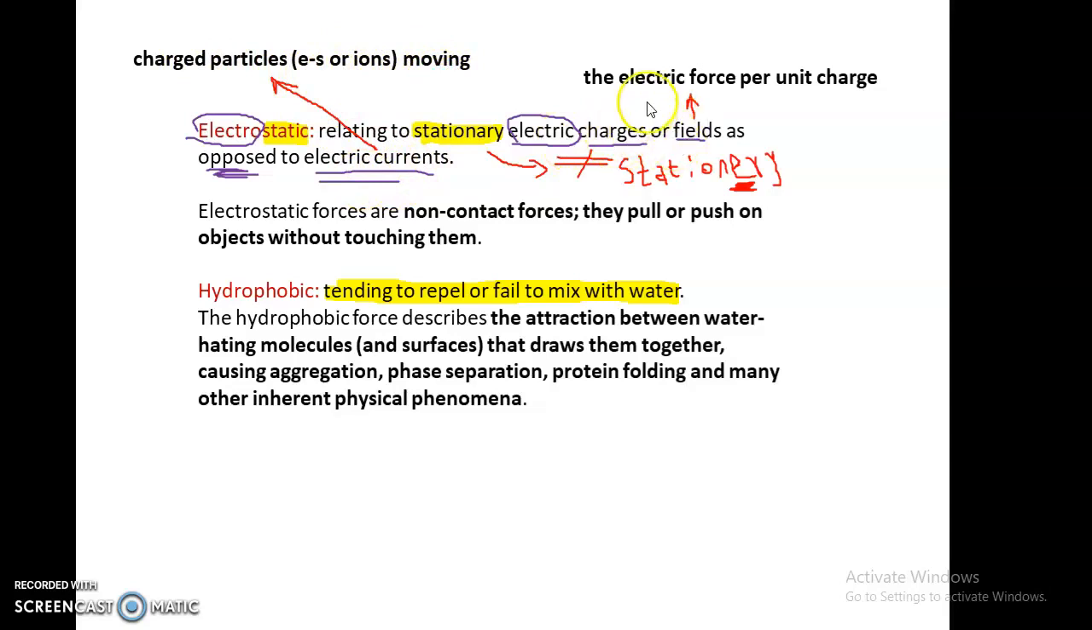In this case, it is what? The electric forces per unit charge, and this is not referring to movement. Therefore, the force is what? Electrostatic force. Electrostatic forces are non-contact forces. They pull or push on objects without touching them.